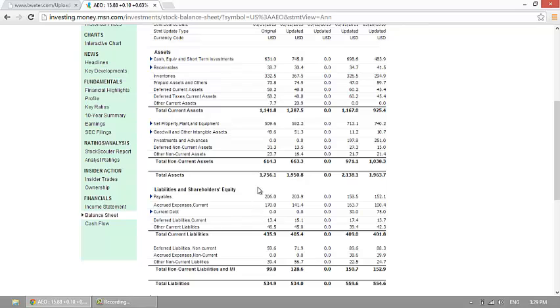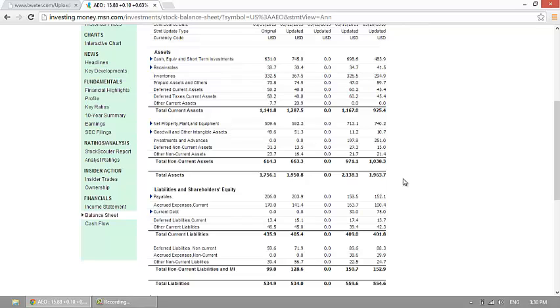Then what I'll do is I'll take a look at their cash. 631 cash for total current liabilities of 435. So that means they can totally cover their current liabilities with their cash, which is a great sign. Chances are they're not going to go bankrupt anytime soon.